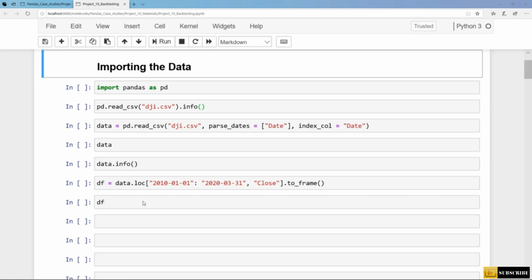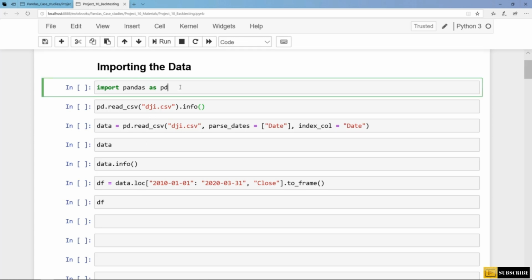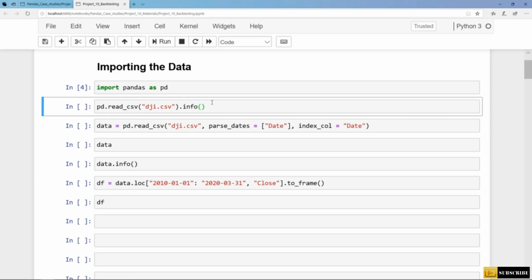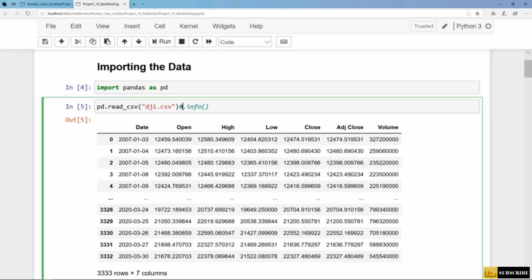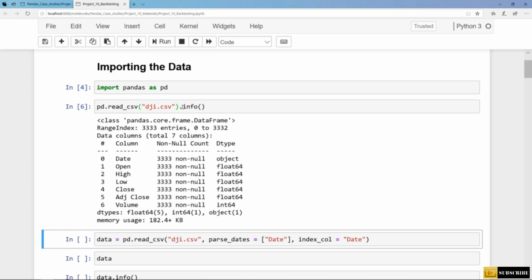Alright, in this first coding lecture, we will import historical prices for the Dow Jones Index that we pulled earlier from Yahoo Finance and that we saved in the CSV file Dow Jones Index.csv. So first of all, let's import pandas. And then we can import the CSV file with read_csv. And let's have a look at some meta information here.